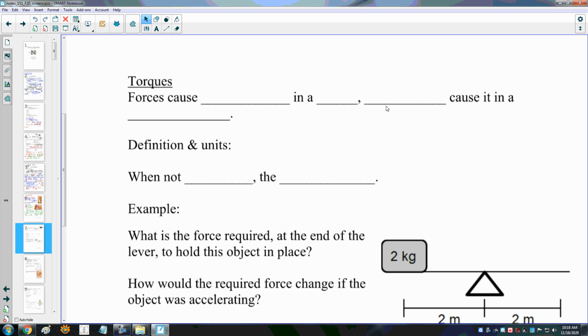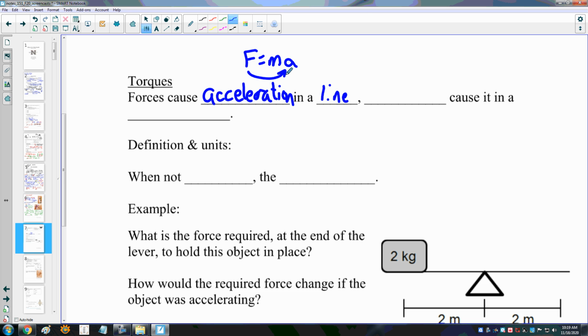Now we'll move away from motion in a straight line to motion in a circle. And while forces cause acceleration in a line, that is, that F is equal to ma. So whenever I have a force on a mass, it causes it to accelerate. That is Newton's second law.